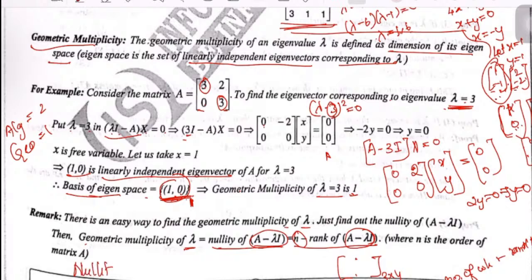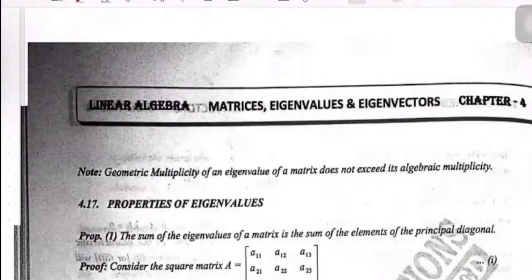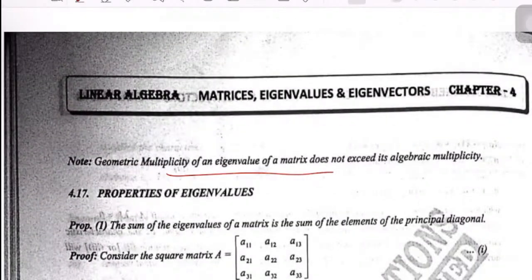Nullity of A is nothing but n minus rank of A. Here, geometric multiplicity of lambda is the nullity of A minus lambda I. Hence, it is n minus rank of A minus lambda I. Now, geometric multiplicity of an eigenvalue does not exceed its algebraic multiplicity.